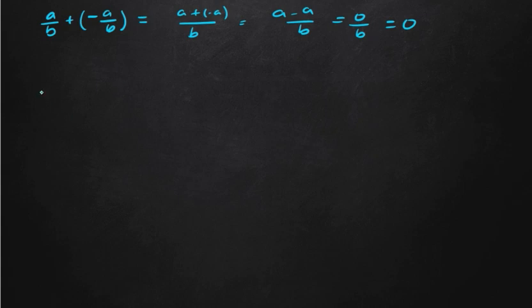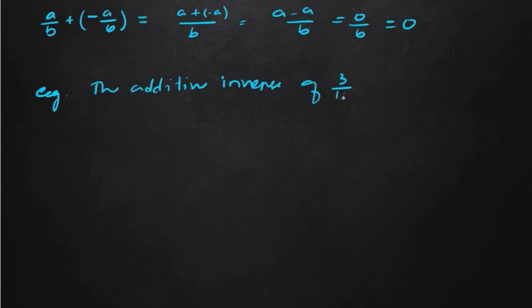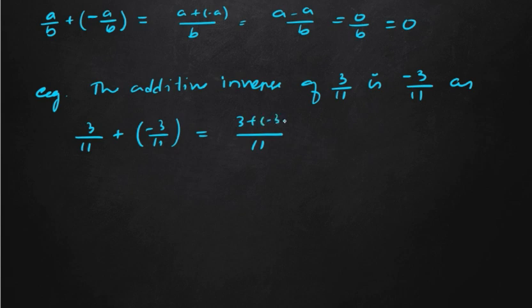Okay, so we can take one example. So additive inverse of 3 by 11. So we can say that the additive inverse of 3 by 11 is minus 3 by 11. Why? Because if we add these two rational numbers, our result will be 0.